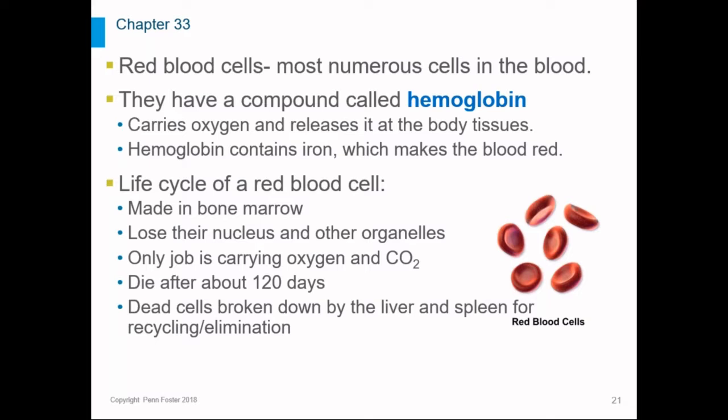Red blood cells are a bit different from most other cells in the body. After being made in the bone marrow, they quickly lose their nucleus and other organelles. They don't need them because their only job is to carry gases. They live for about 120 days, and then they die, and the iron in the hemoglobin is recycled.